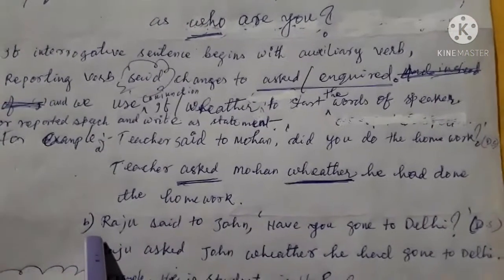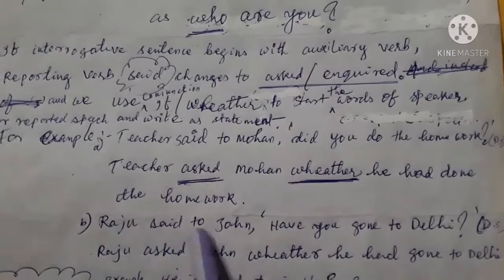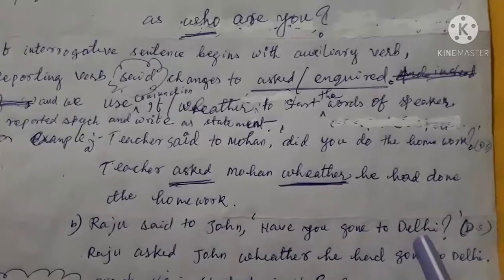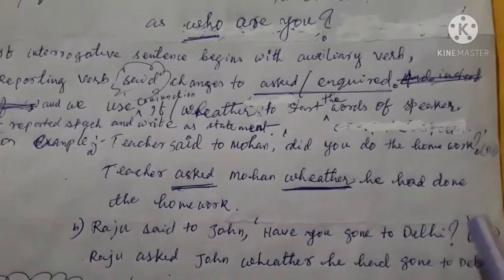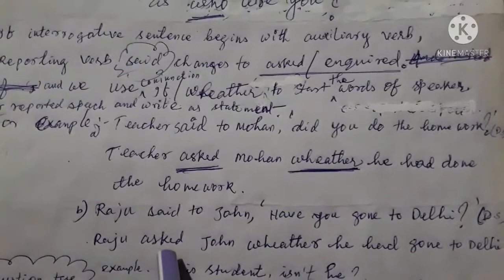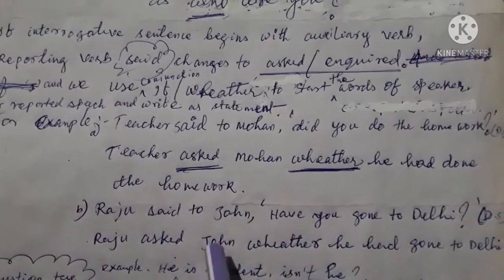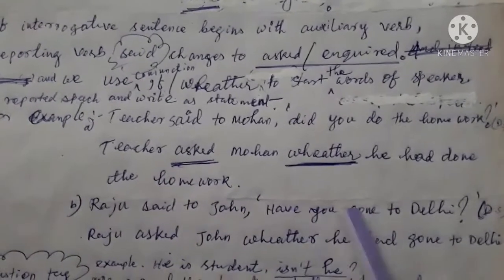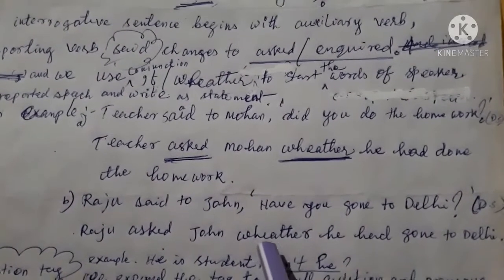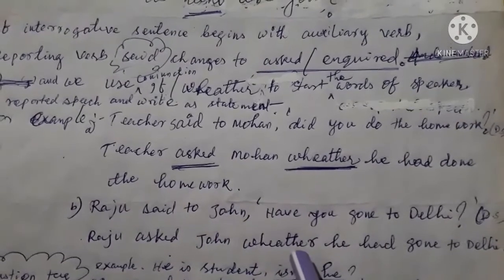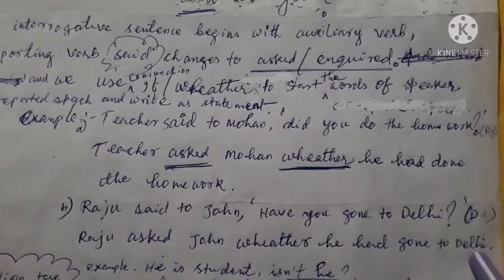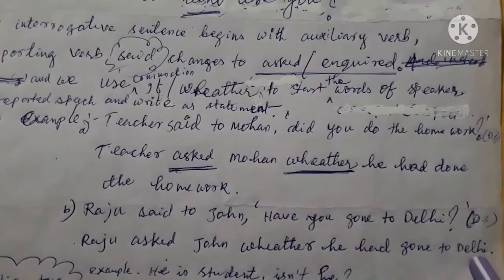Let us take one more example. Raju said to John, "Have you gone to Delhi?" If we change it to indirect speech, the reporting verb said changes to asked, as Raju asked John, and the reported speech, "Have you gone to Delhi?" changes to whether or if, as whether he had gone to Delhi. Okay.